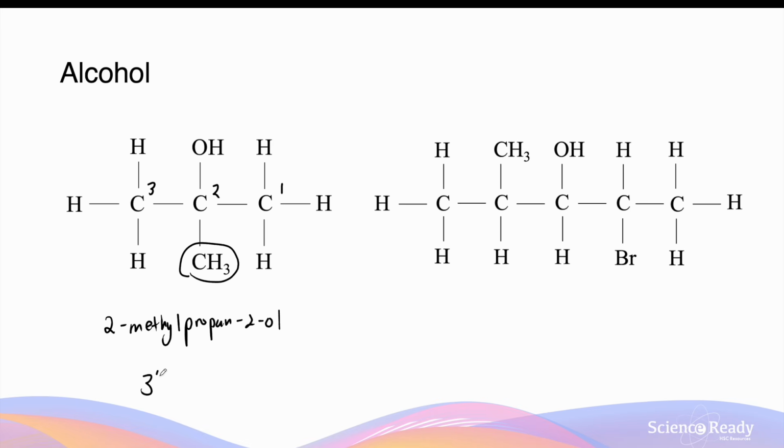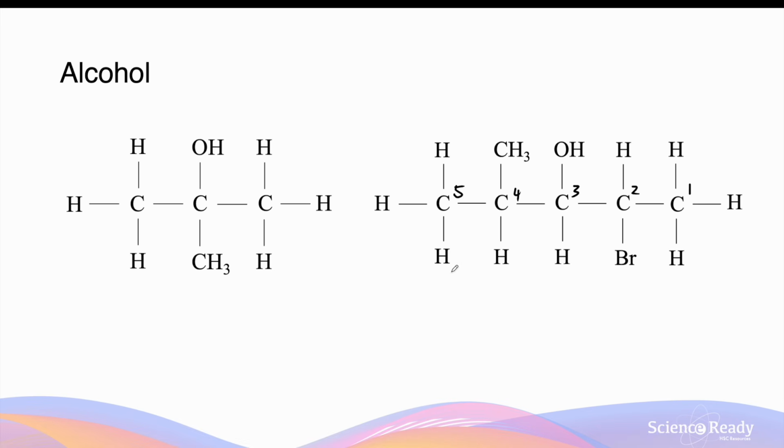This is classified as a tertiary alcohol because the carbon atom that is bonded to the alcohol is adjacent to 3 other carbon atoms. In this molecule of alcohol, there's 1, 2, 3, 4, 5 consecutive carbon atoms, and the main alcohol functional group is attached to the third carbon atom. This will be called pentan-3-ol.